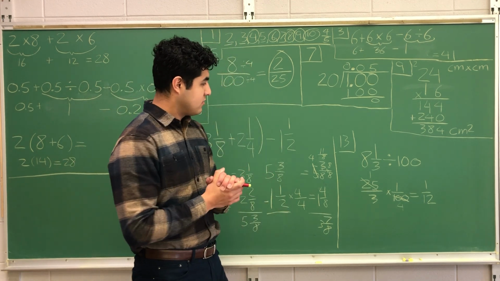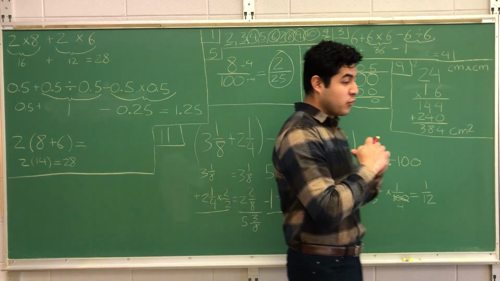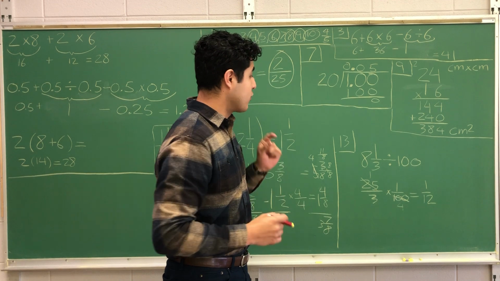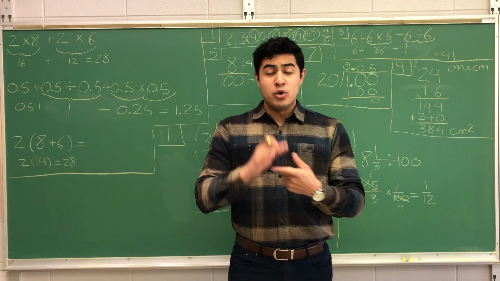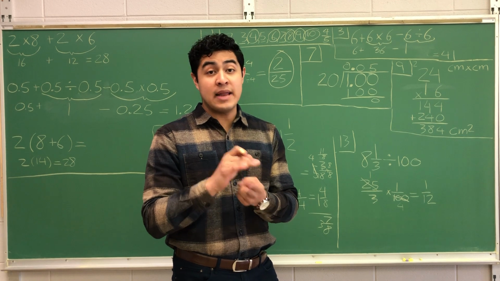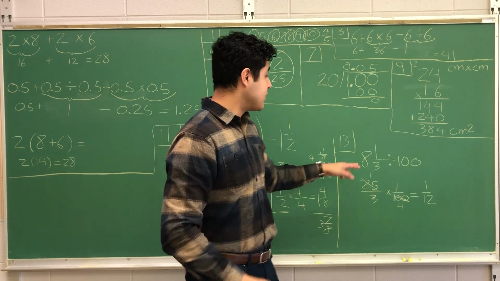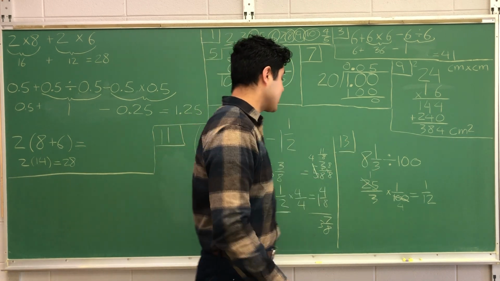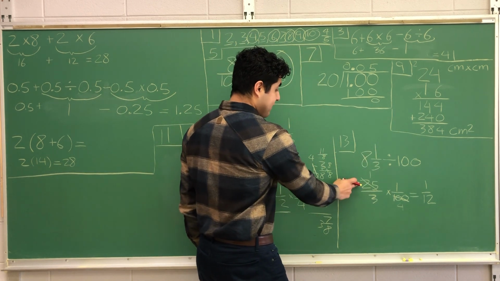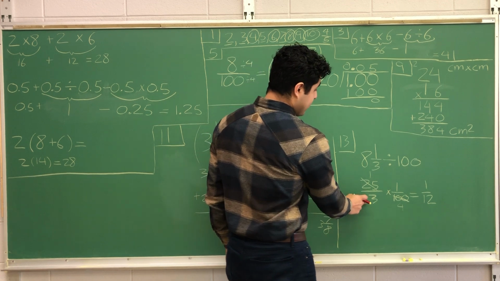All right. Now, the last one for this video, for part 1. We have 8 1/3 divided by 100. Okay, remember when multiplying or dividing fractions and mixed numbers, you need to change the mixed number into an improper fraction. So I went ahead and did that. 3 times 8 is 24, plus 1 is 25. Okay, so I've got 25 over 3.